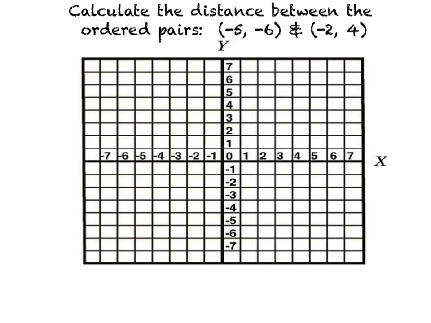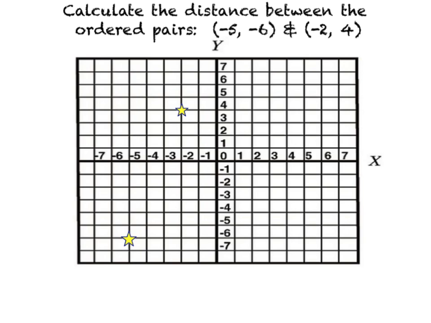If your graph paper isn't out, please take it out right now and plot the 2 points, -5, -6, and -2, 4 on your graph paper. Press pause until those 2 points are plotted on your graph paper.